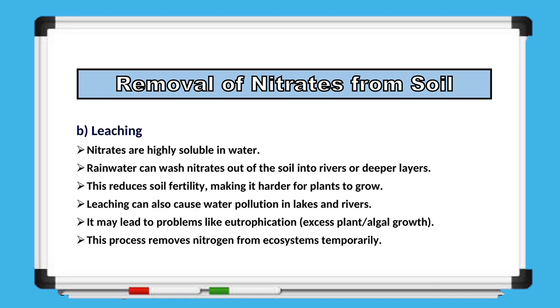Nitrates can also be lost through leaching. Because nitrates are highly soluble, rainwater can wash them deep into the soil or into rivers and lakes. This decreases soil fertility and may also cause water pollution and eutrophication, where excessive algal growth disrupts aquatic ecosystems.